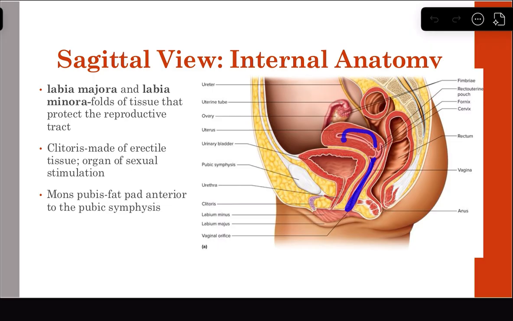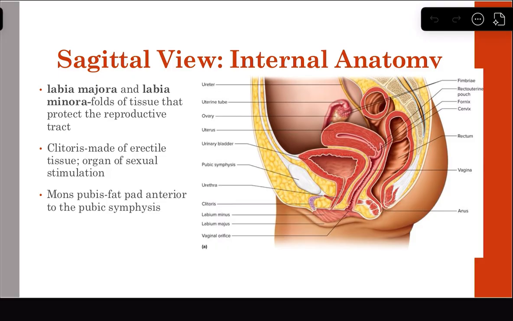So become familiar with what should be where. You're going to have the urinary bladder a lot more anterior, right? A little bit inferior to the uterus. You're going to have the uterus anterior to the rectum, right? To that colon area. Okay, so become familiar with that.